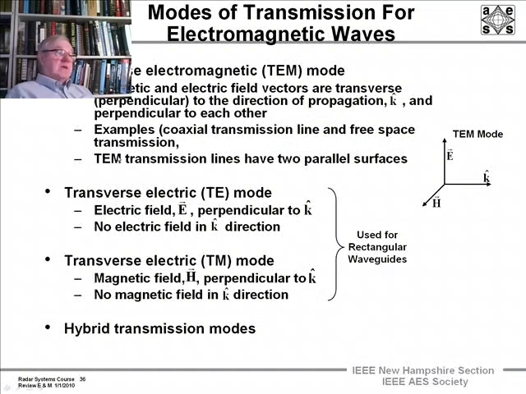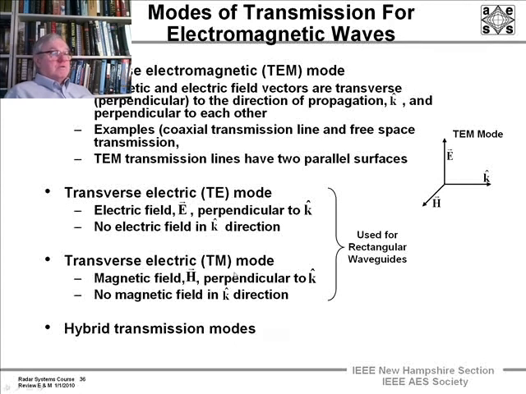TEM transmission lines have two parallel surfaces. Now, there are two other modes which rectangular waveguides use, the TE mode and the TM mode. In the TE mode, the electric field is perpendicular to K. That's perpendicular to the direction of motion, and there's no electric field in the direction of motion. Transverse magnetic is just the same as the other one. And there are hybrid modes.